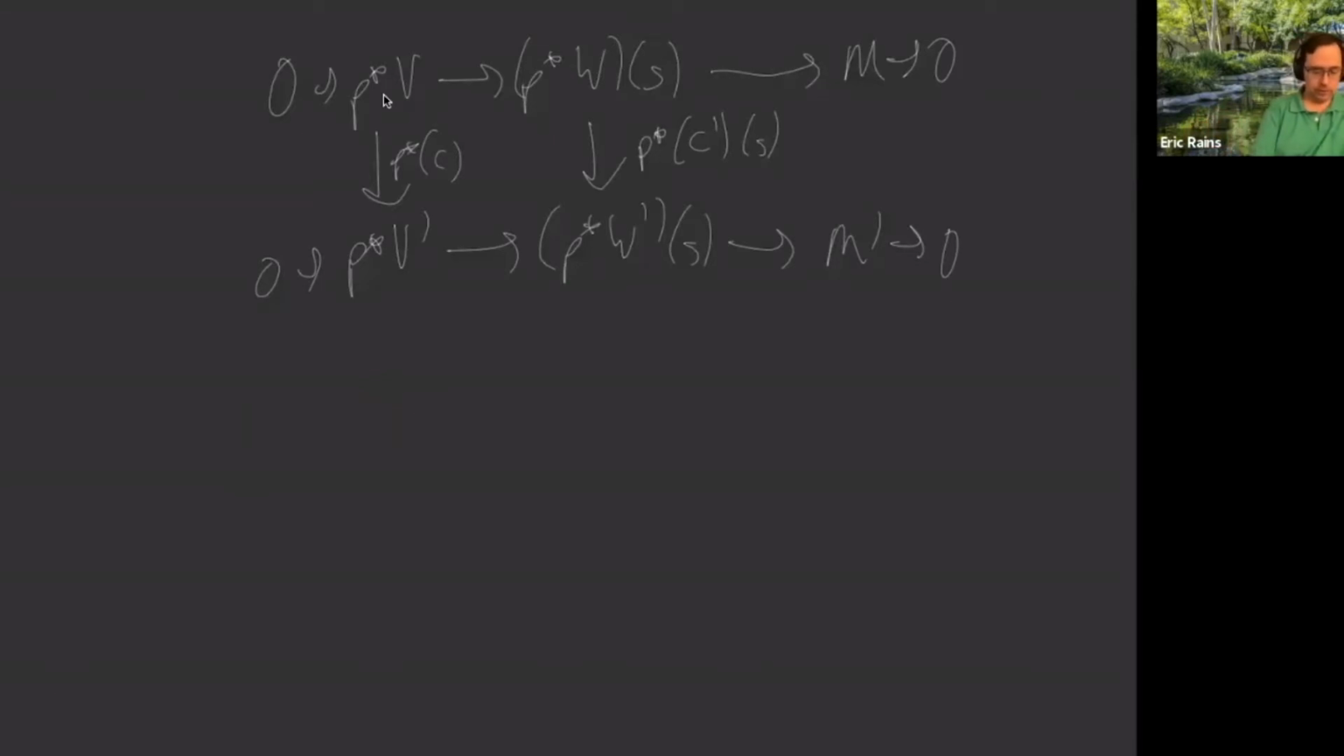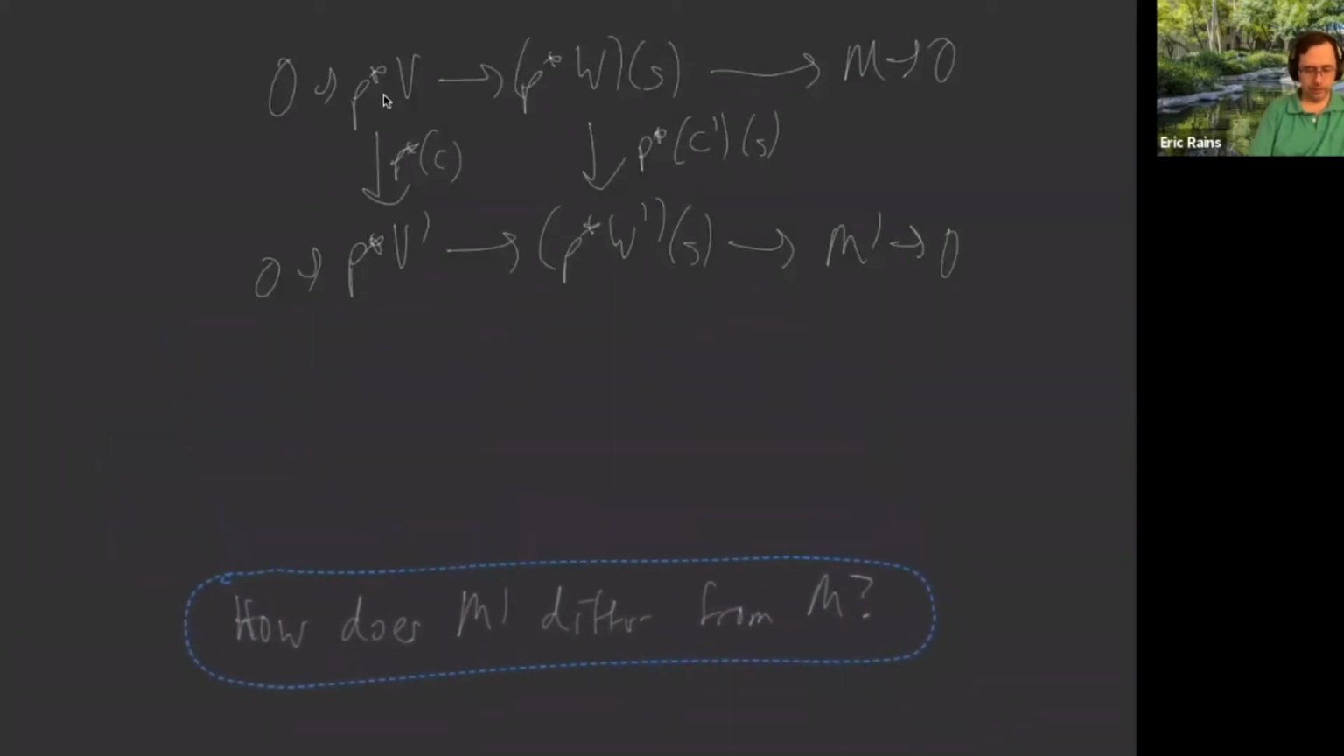How does M prime differ from M? No, and I should not have written that there. See if I can move that. Yes, I can. Good. Okay. I realized I wanted to actually write the co-kernel of rho prime C somewhere in this picture.